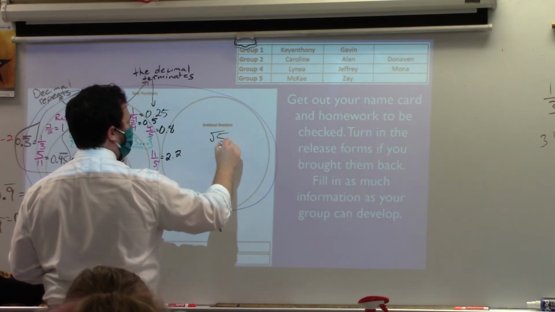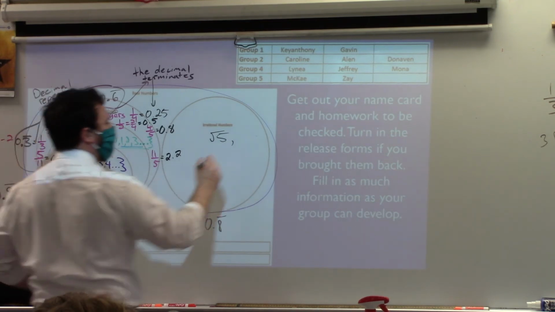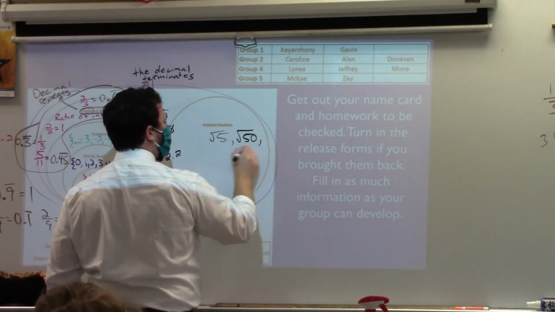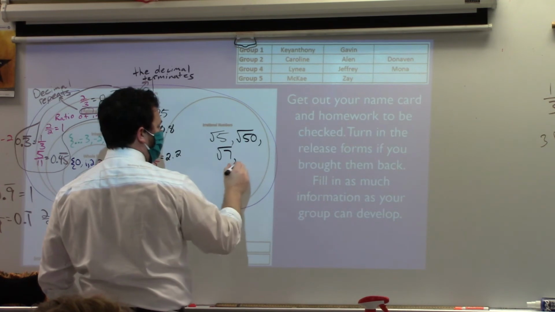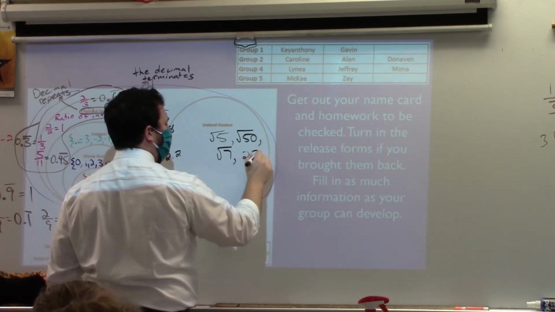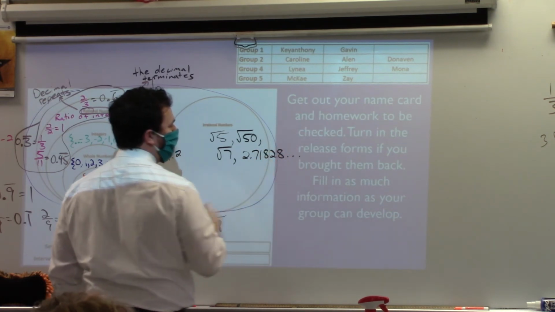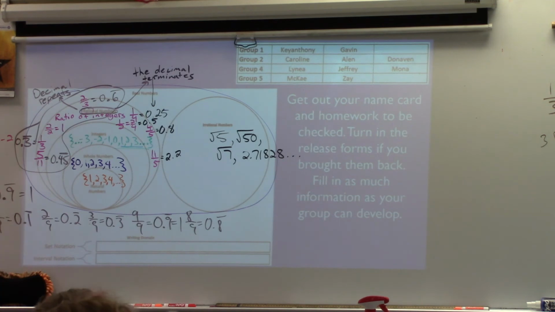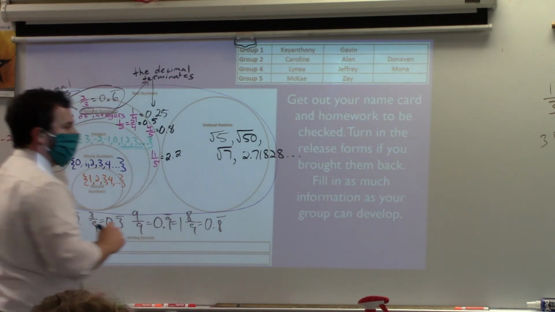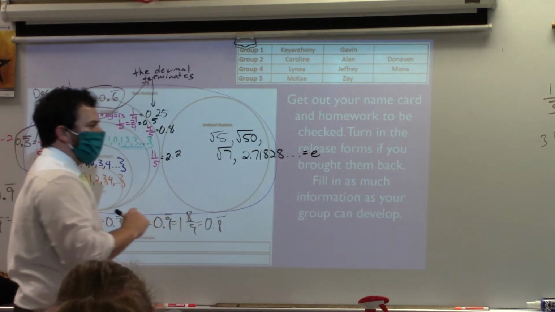That would be irrational. What else? Square root of 7. What did you say? Square root of 50. Square root of 7. 2.71828. Yes. Just trying to figure out where you're going with that. Does anyone know what number that is? You can put E. It is the number E, Euler's number. That's an irrational number.